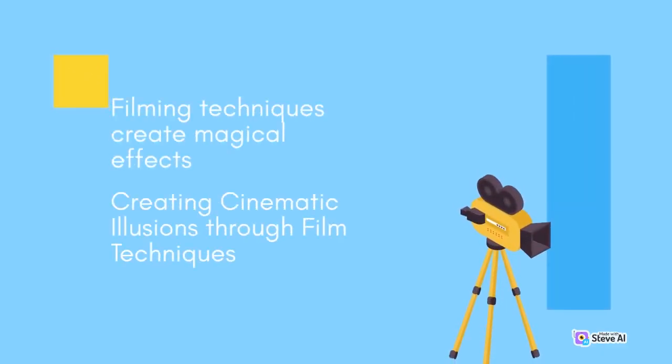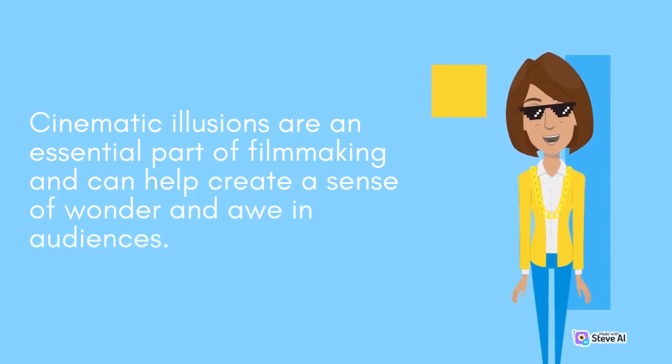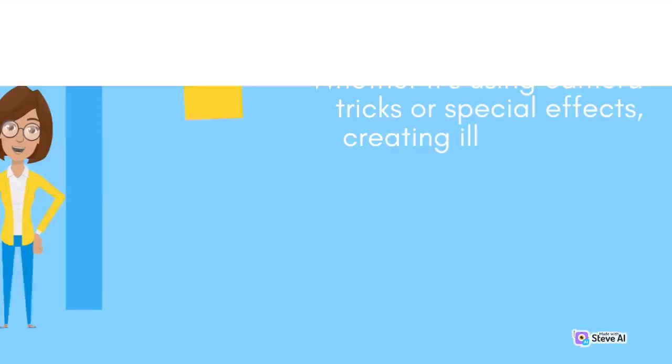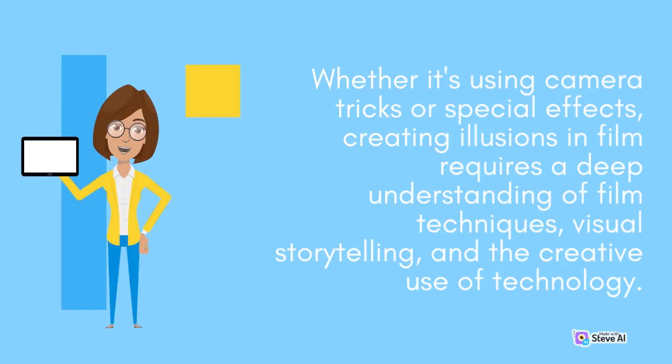Filming techniques create magical effects. Creating cinematic illusions through film techniques. Cinematic illusions are an essential part of filmmaking and can help create a sense of wonder and awe in audiences. Whether it's using camera tricks or special effects, creating illusions in film requires a deep understanding of film techniques, visual storytelling, and the creative use of technology.